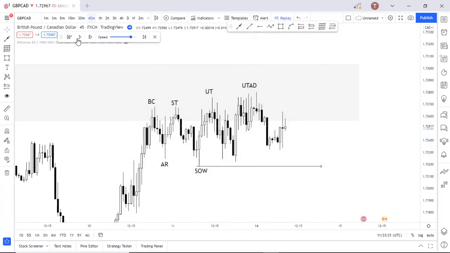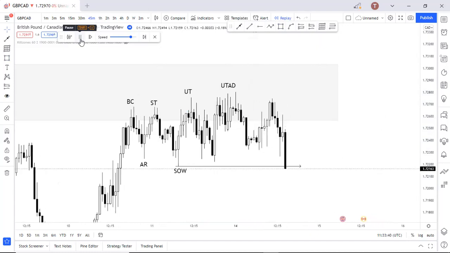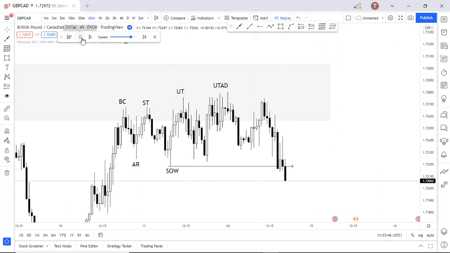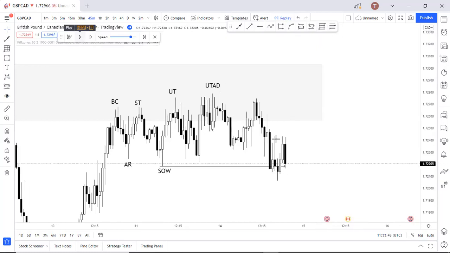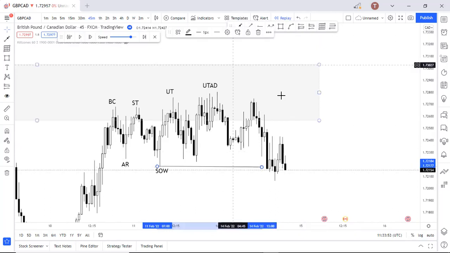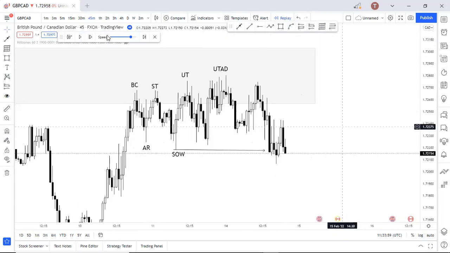So let's play. Now we can see that we broke below this sign of weakness. So once price broke below it, all I needed to do was start looking for my entries. I'm now looking for my last point of supply, that is the LPSY, where I will take my sell trade from.